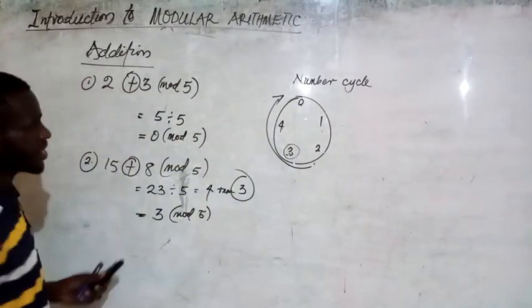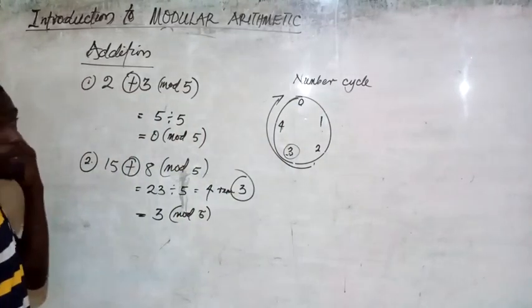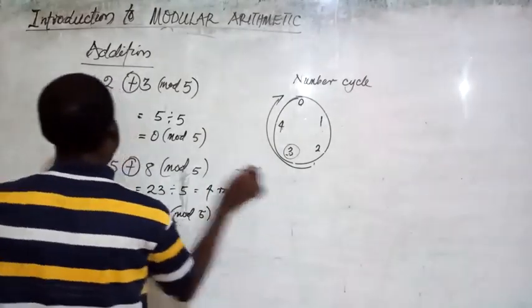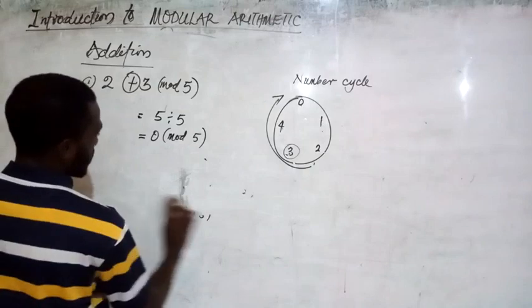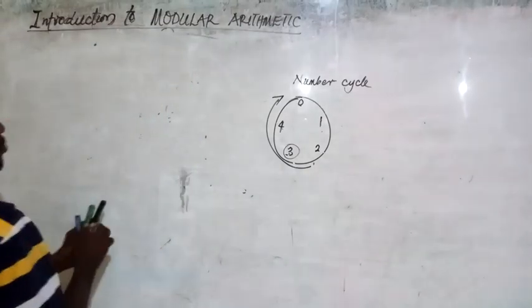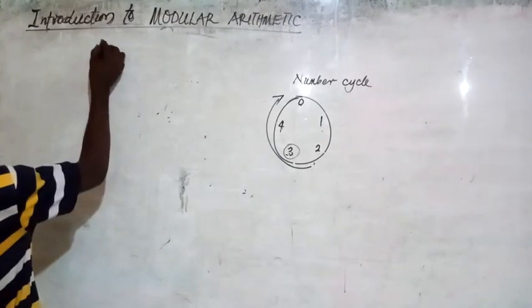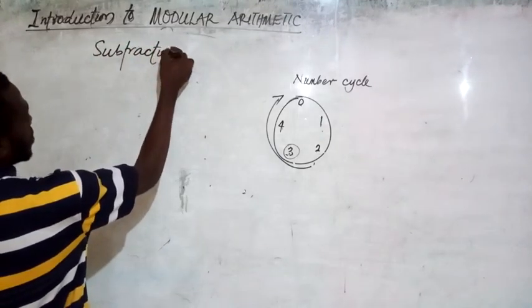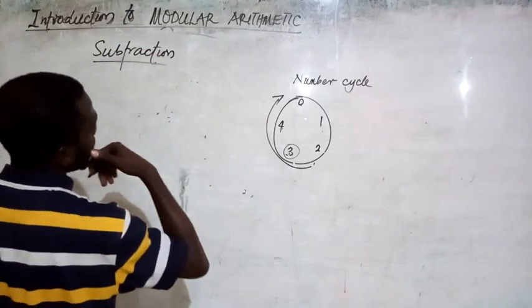Alright, that's basically it for addition operation. So we always wrap up at the modulo. That is the take home here. Alright. The next is the subtraction operation. I'm going to basically be using this modulo 5 in my example because I have drawn the number cycle here.